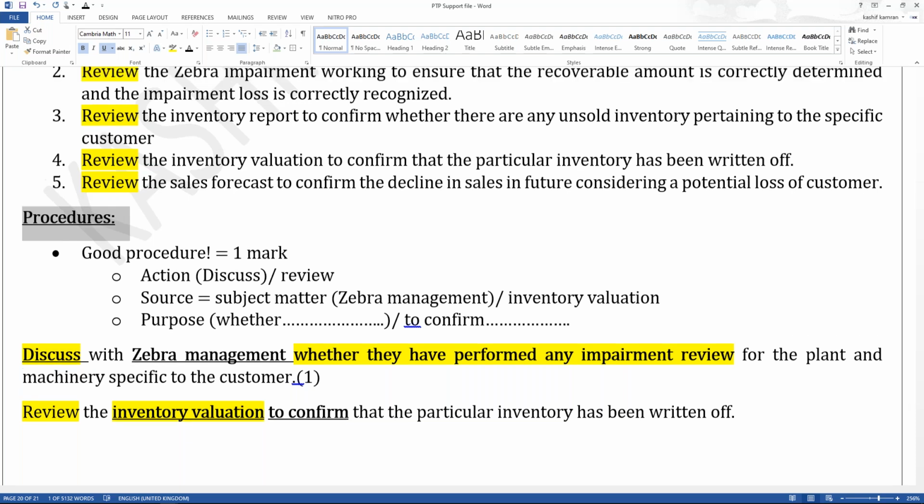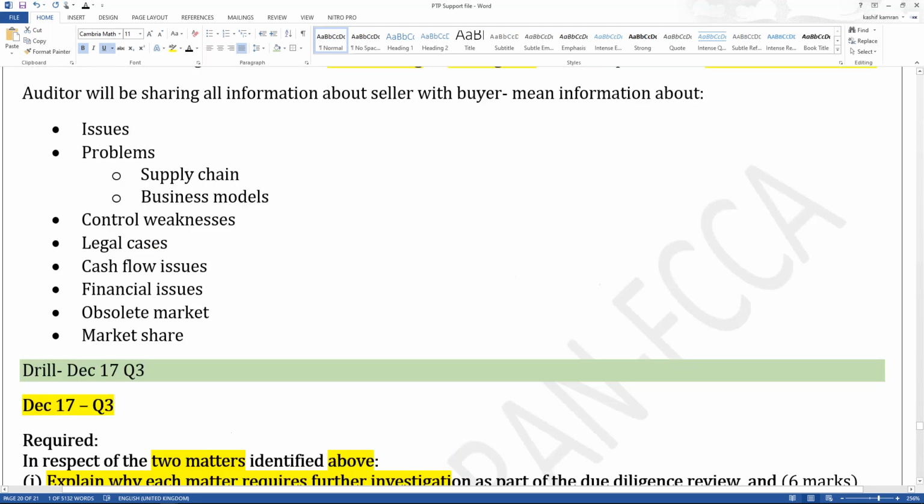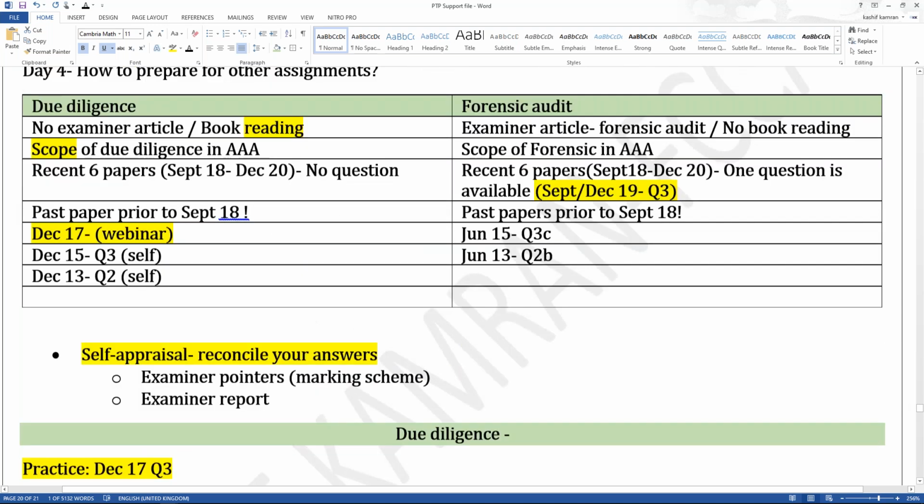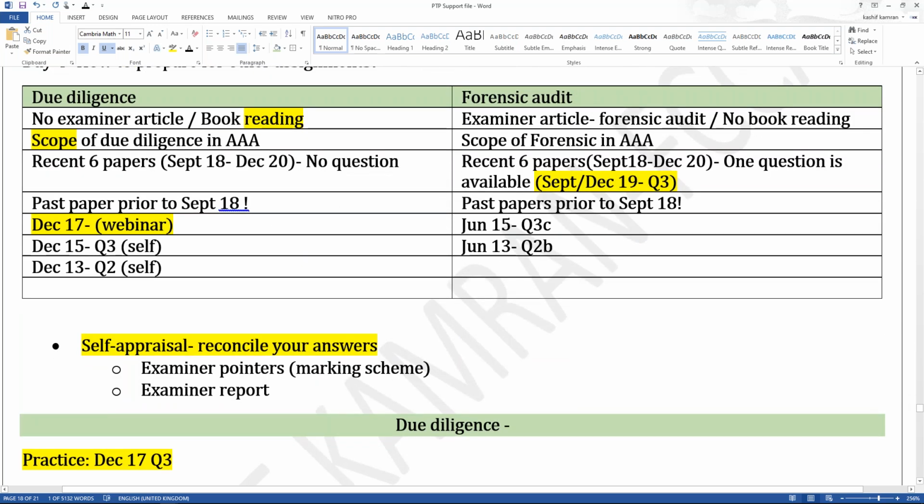Just before I switch the topic, I hope you're all clear on this table in front of your screen. Can you see the table in front of your screen, everyone? Okay, on the left-hand side of the table, due diligence, book reading, due diligence, scope of due diligence, you should know that. Recent 6 papers, no questions. Past papers prior to September 18, December 17, we have done in the webinar. And you need to do December 15 and December 13 yourself. I'll be sharing that with you on the WhatsApp group. So the column on the left is done. We'll now start with the column on the right, which is forensic, right?